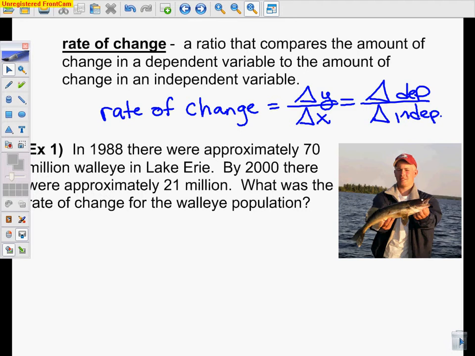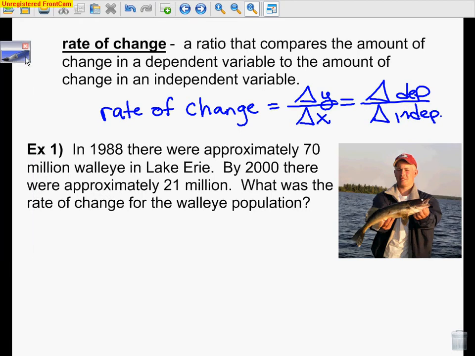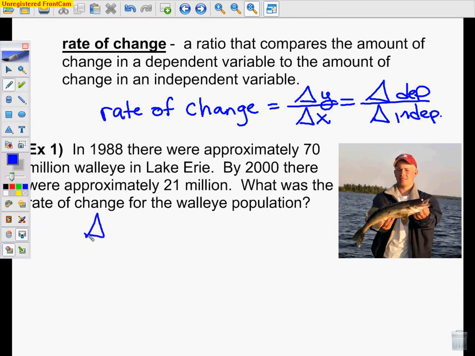Example 1. In 1988, there were approximately 70 million walleye in Lake Erie. In 2000, there were approximately 21 million. What was the rate of change for the walleye population? All right, so the first thing that you want to do here is look and see what is the change in the dependent variable and divide it by the change in the independent variable. So the dependent variable is the walleye population. So at the beginning, we had 70 million walleye, and then we're going to subtract from that 21 million walleye.